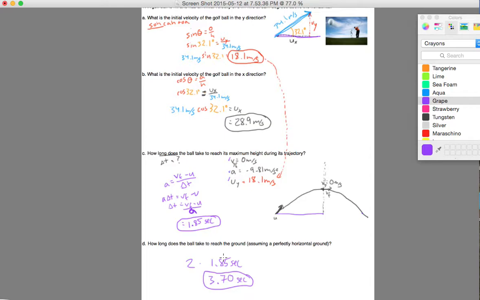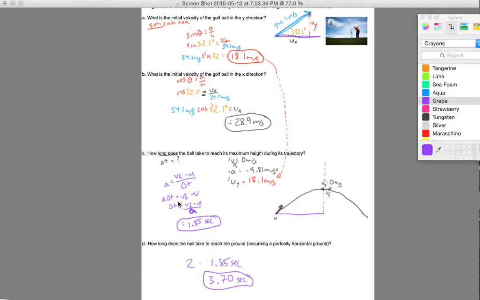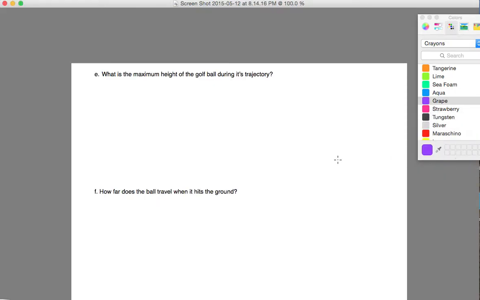Right. So let's go on to problem E. This is on the next page. Problem E. I've got to find problem E. There's problem E. What is the maximum height of the golf ball during its trajectory?